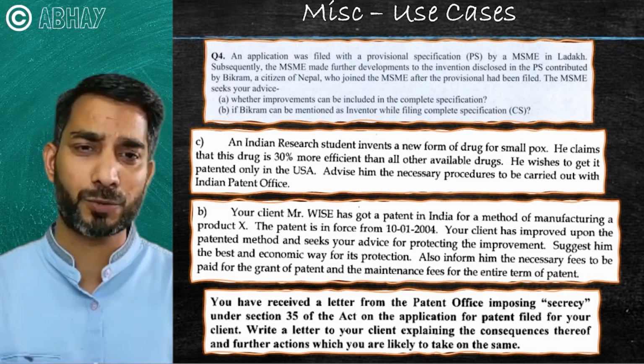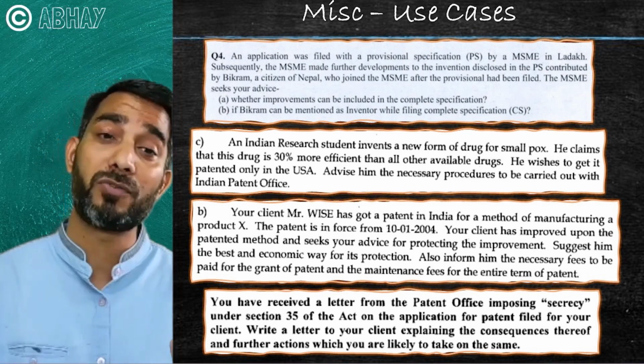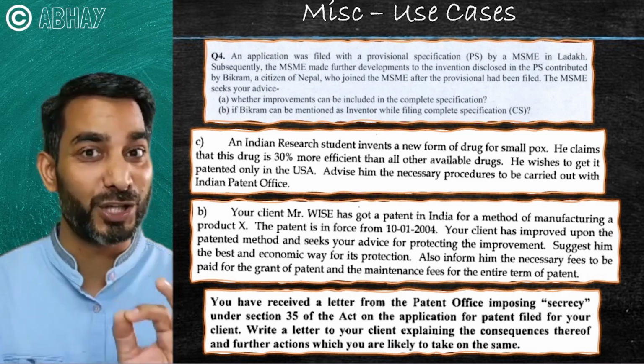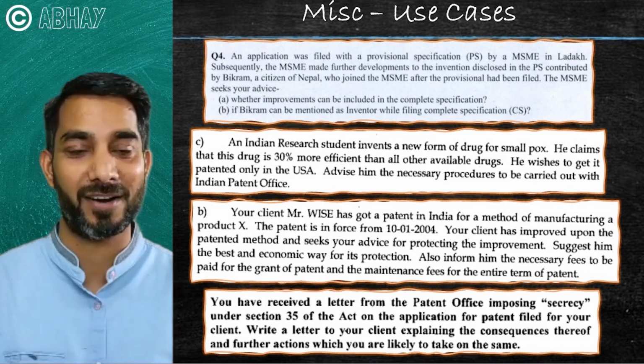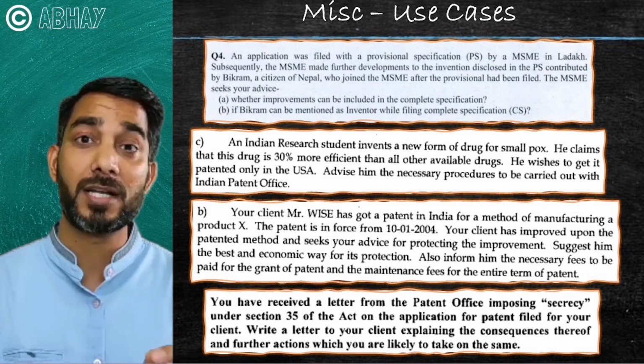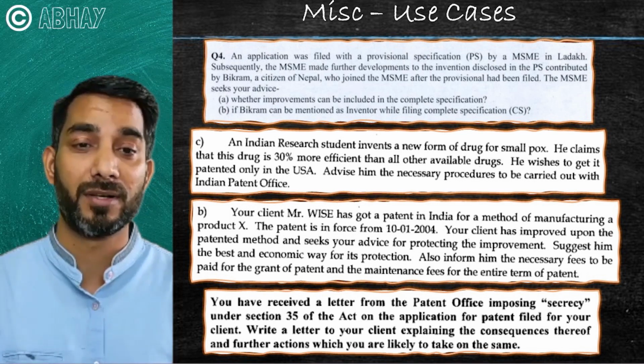An Indian research student invents a new form of a drug for smallpox. Section 3D, new form of an existing drug. He claims that the drug is 30% more efficient than the available drugs.